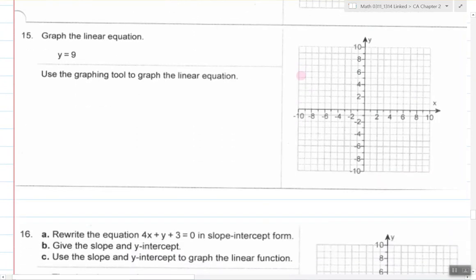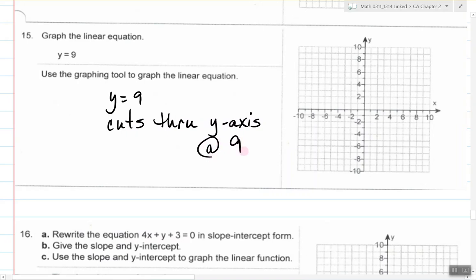Number 15. Graph the linear equation y equals 9. Hopefully you will always remember that it cuts through the y-axis at 9. So y-axis at 9 cuts through means you have to have another point along that horizontal line, and there you go.